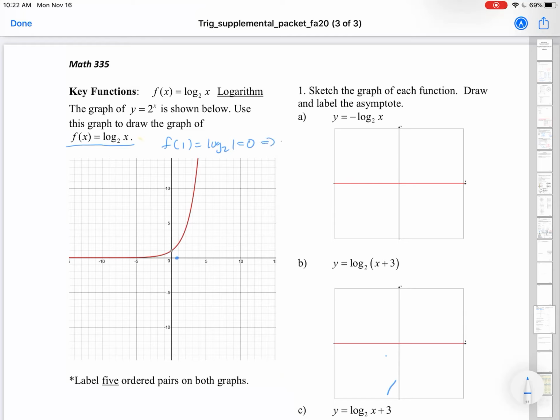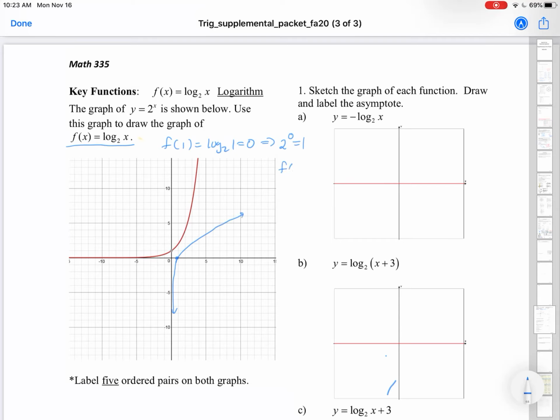So let me translate this out. Remember, 2 to the 0 is equal to 1. That's a true statement. Anything to the 0 power is 1. So it's going to look like that. It's not going to ever get to the 0 part. So that's an asymptote. It's going to look like that. And then it's going to look just like this as time goes on.